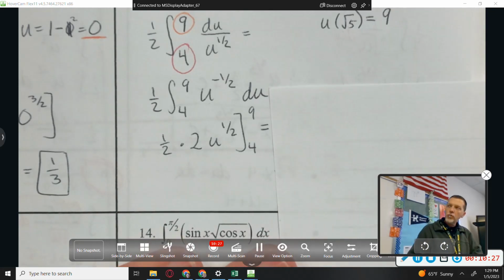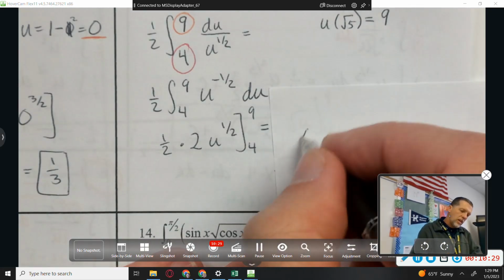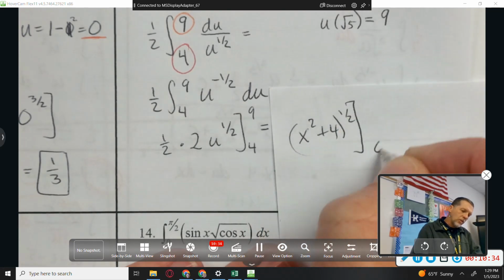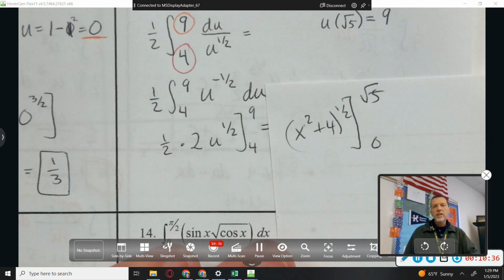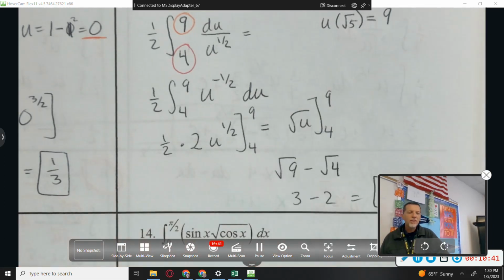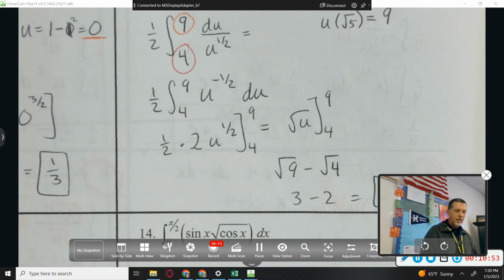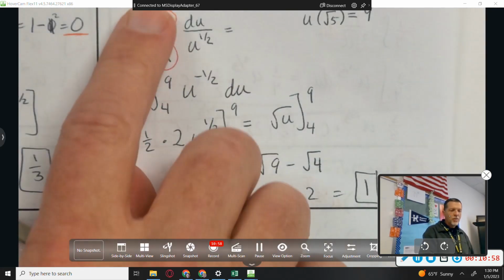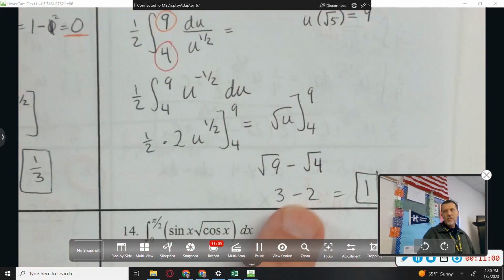Again, if you want to switch them back, you'd have to put x squared plus 4 to the 1/2, and you'd have to go back to your original limits. Don't switch back if you don't need to. So a big difference, though, is with the plus c, if it's not a definite integral, if it's indefinite and you don't have limits, you've got to put the x stuff back in because your answer has x's in it. If it's a definite integral, you can get an answer without having to go back to x. You can switch everything to u's and go with that.